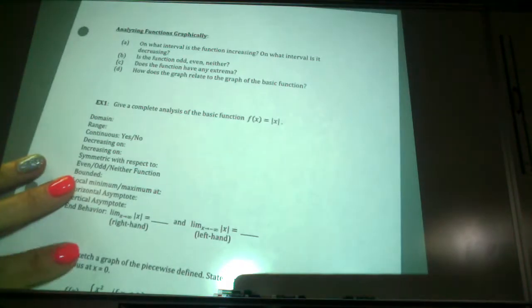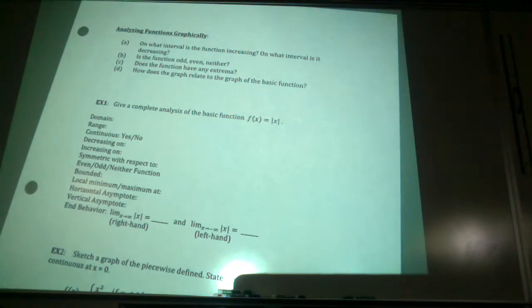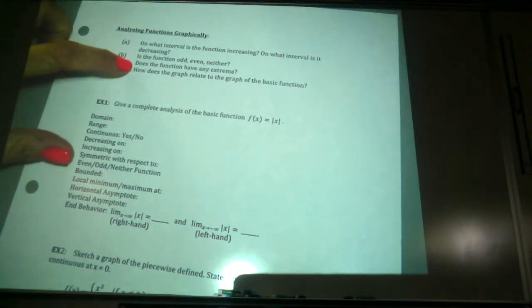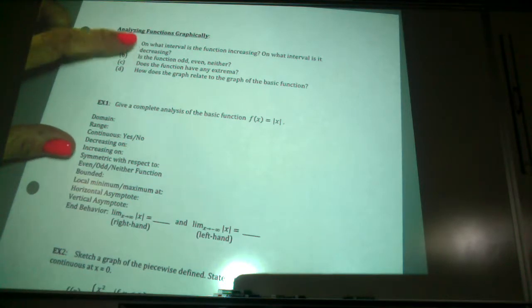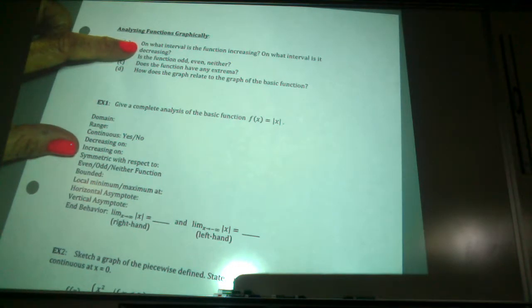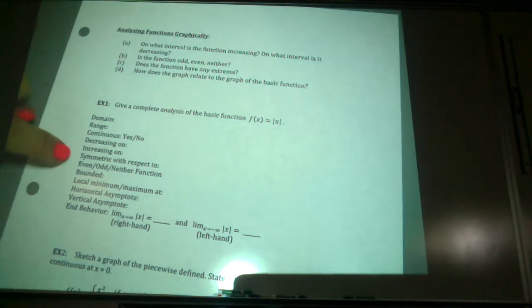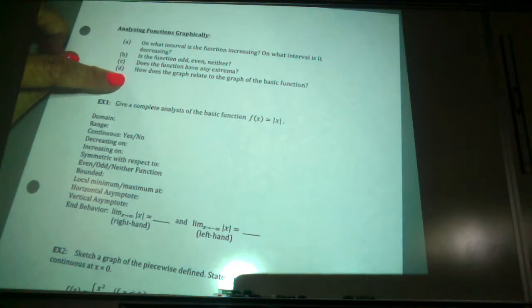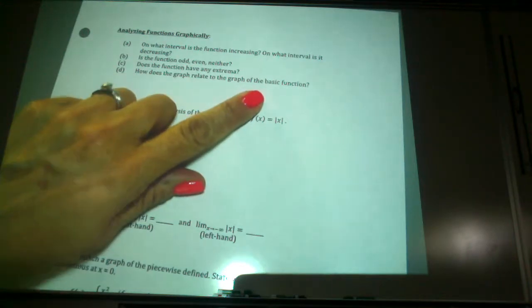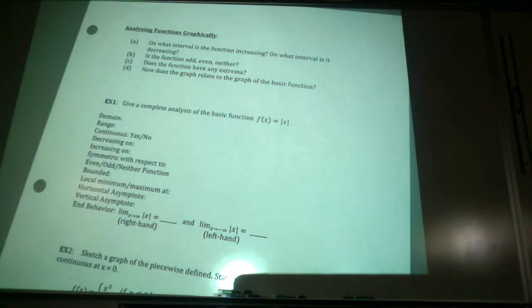So I put here for you, analyzing functions graphically. These are the basic questions that you're going to be asked. Extremas relate to maximums and mins. Is the function odd, even, or neither? Where is it increasing, decreasing? We didn't talk a lot about that, but we will here. I didn't put on here, but is the function bounded? How does the graph relate to the graph of the basic function? That's where you're going to have to compare it to what we just did here. How has it been translated? And so those are pretty much the questions that you're going to end up having tomorrow on your homework.